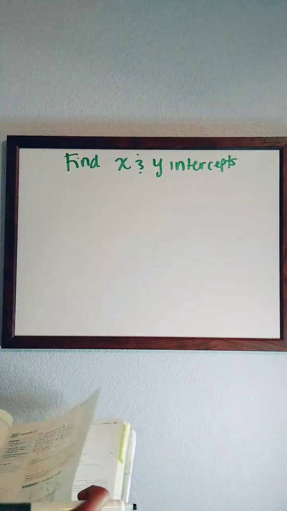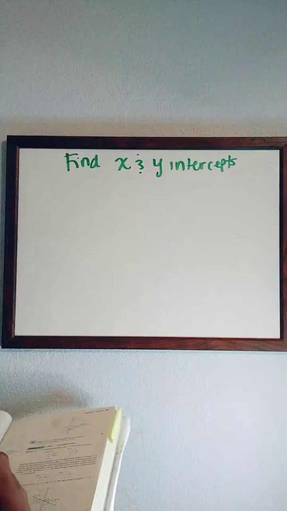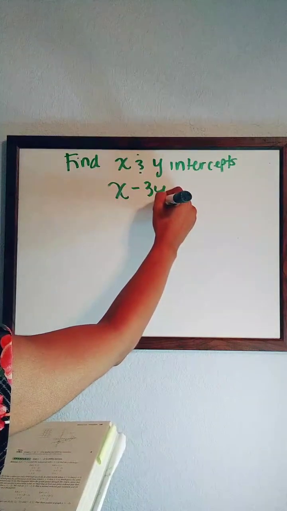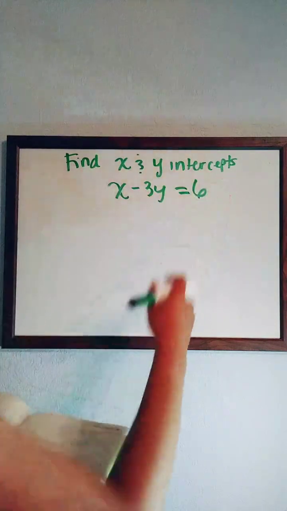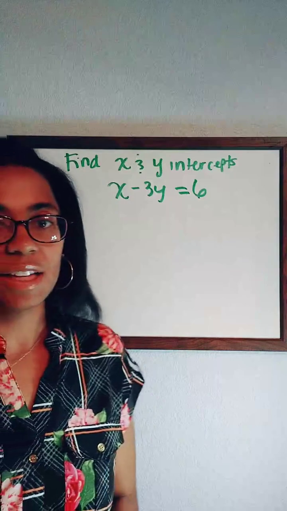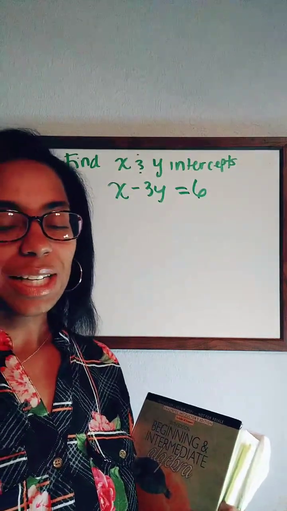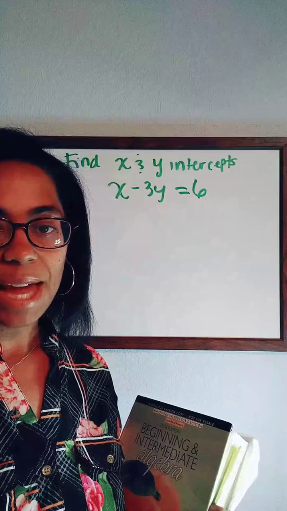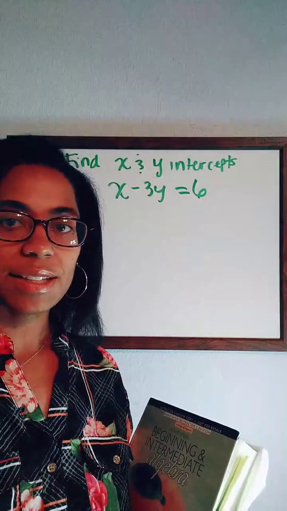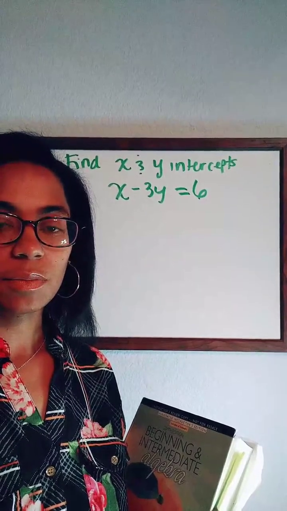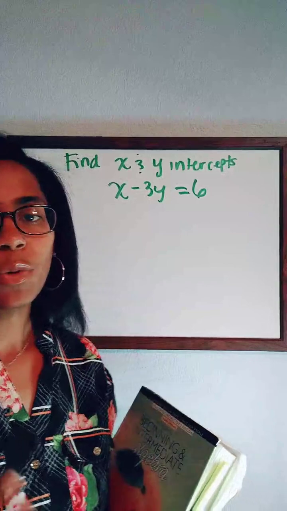So let's say we're given the equation x minus 3y is equal to 6, and we need to find the x and y intercepts. Thank you, Raiden. So can anybody tell me? Maggie said plug in 0 for x and for y. Maggie, why do we do that? Why do we use 0?